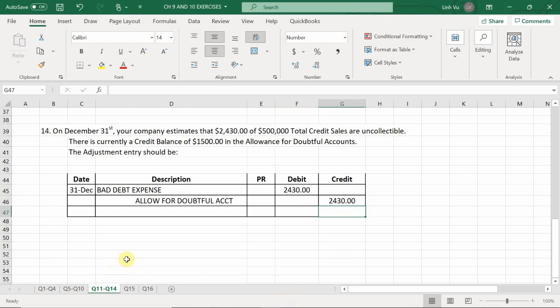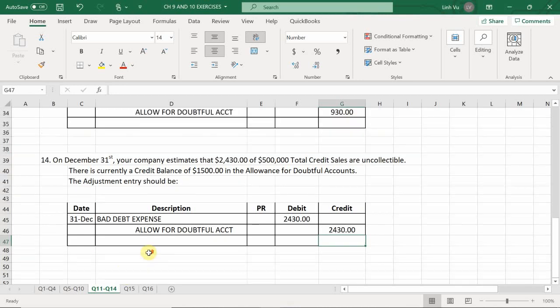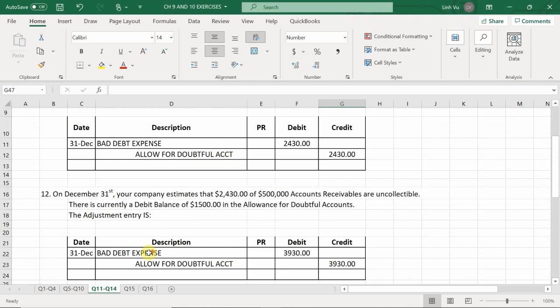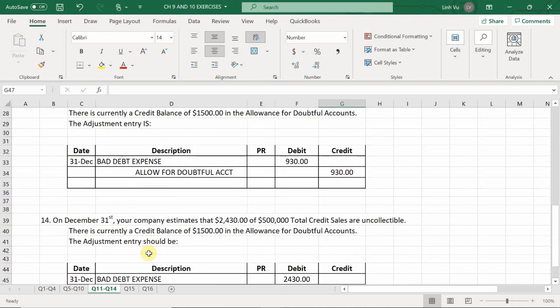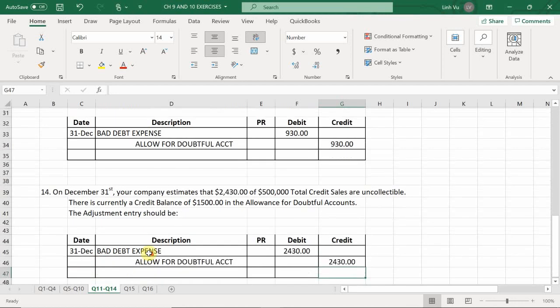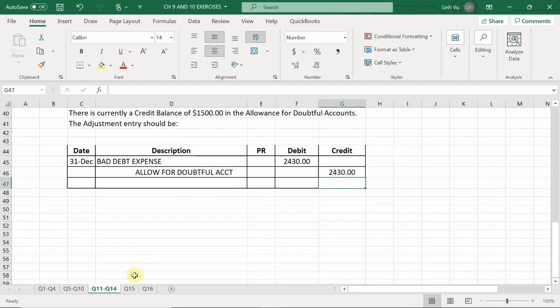So once again, that was question 14. Practicing this is a good example for you to practice for the exam, because I will test you on knowing the difference between the both methods of using either the income statement method or the balance sheet method. So make sure you are aware.